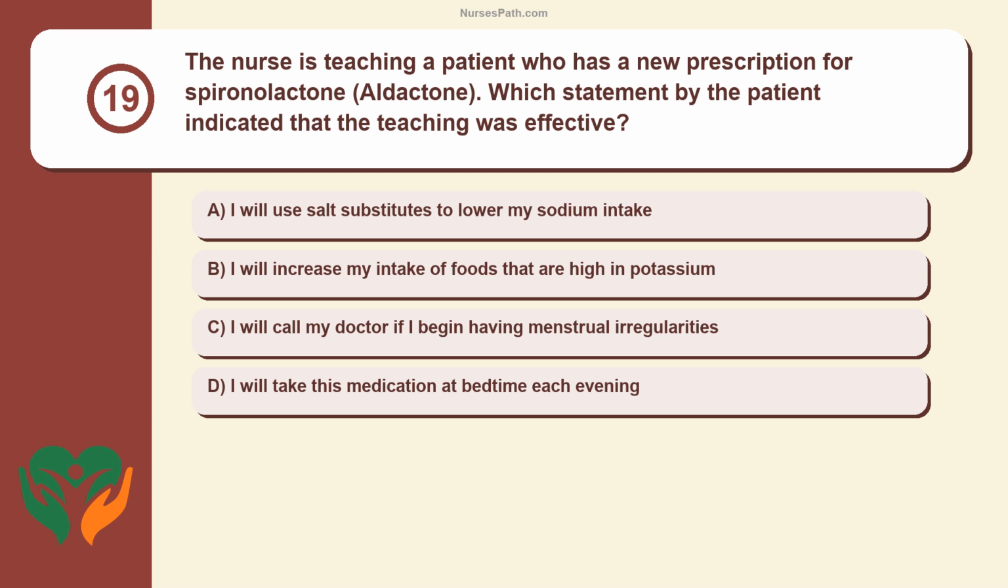Question 19. The nurse is teaching a patient who has a new prescription for spironolactone, Aldactone. Which statement by the patient indicates that the teaching was effective? A. I will use salt substitutes to lower my sodium intake. B. I will increase my intake of foods that are high in potassium. C. I will call my doctor if I begin having menstrual irregularities. D. I will take this medication at bedtime each evening.